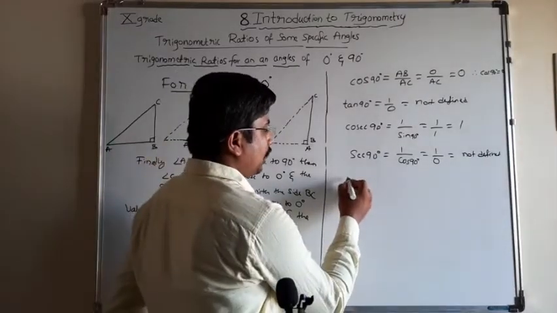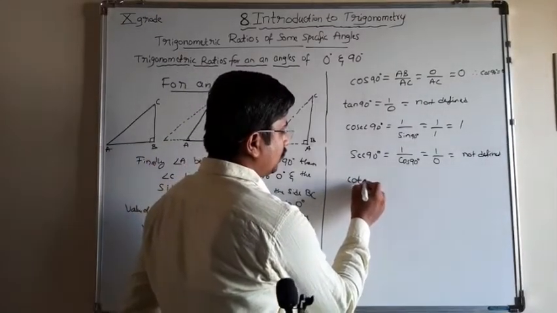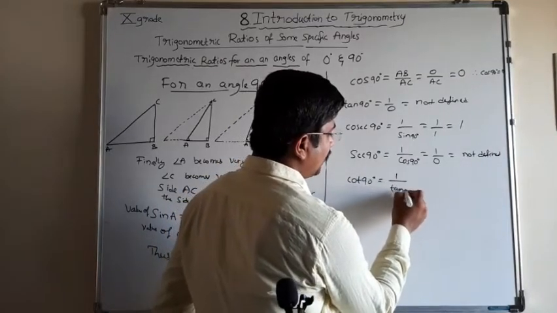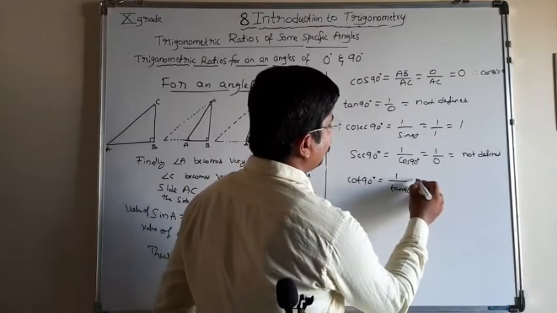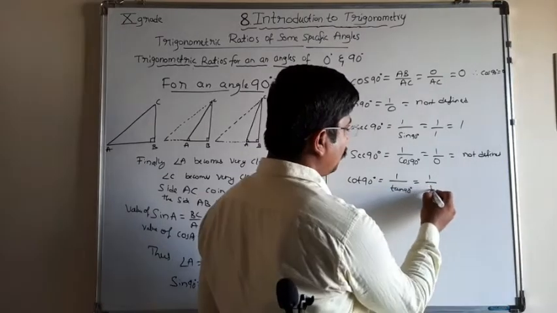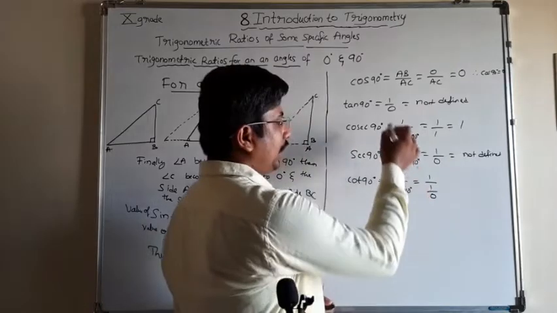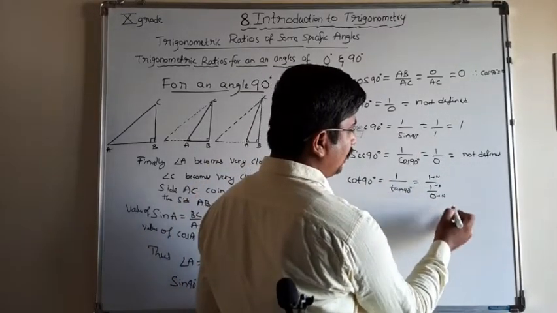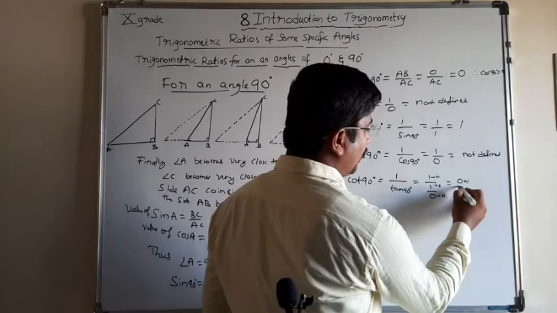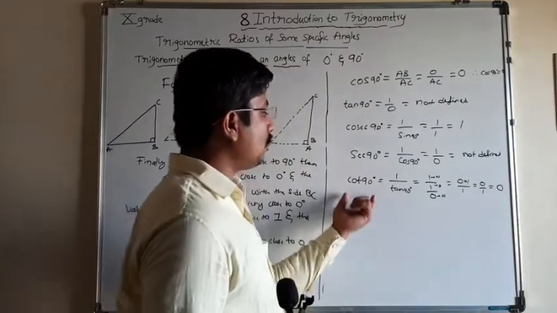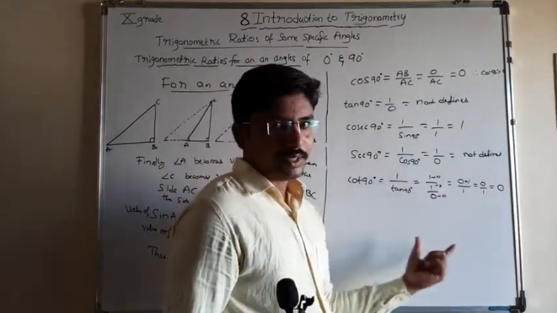Last trigonometric ratio, cot 90 degree, is equal to the reciprocal of tan 90 degree. What will we get here? 1 divided by 1 upon 0. This is numerator, this is denominator, so 0 into 1 divided by 1, that is 0 divided by 1, which is equal to 0. Therefore cot 90 degree is equal to 0.